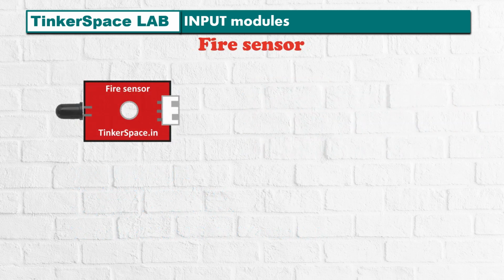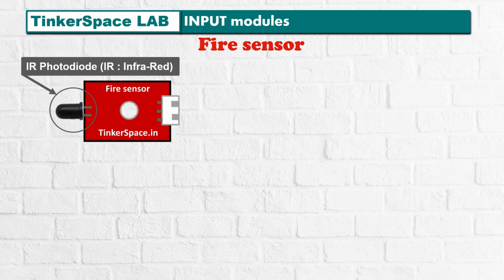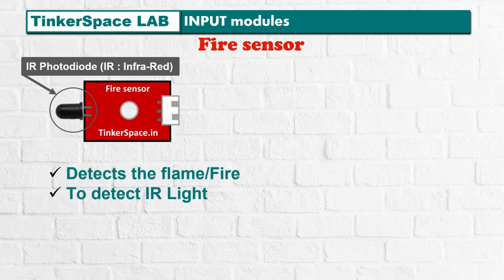Fire sensor. This sensor detects fire or flames. It's similar to how we feel the heat from the fire or see its light. The sensing element here is an IR photodiode, which is highly sensitive to the infrared radiation emitted by flames. When the sensor detects infrared light, it identifies the presence of fire.